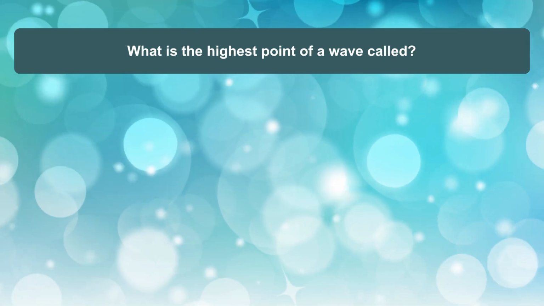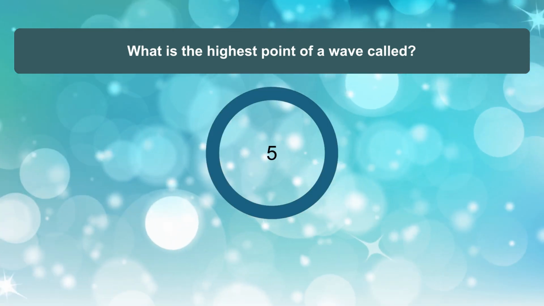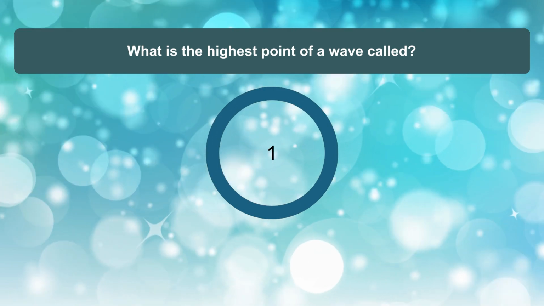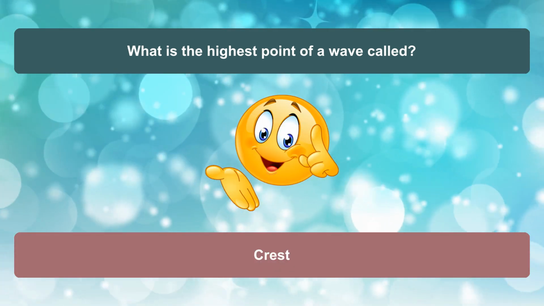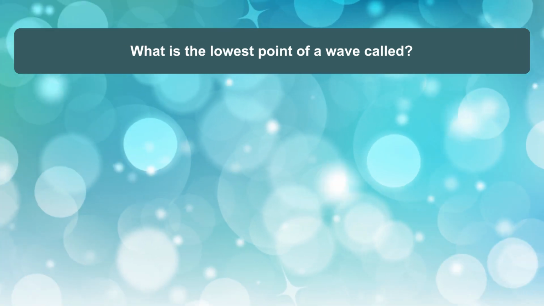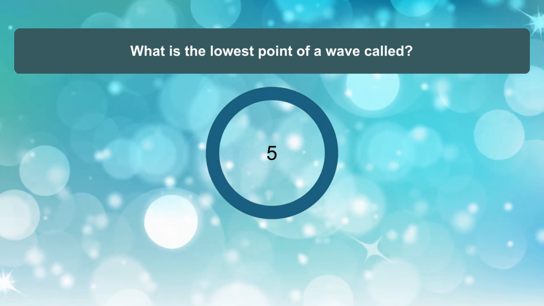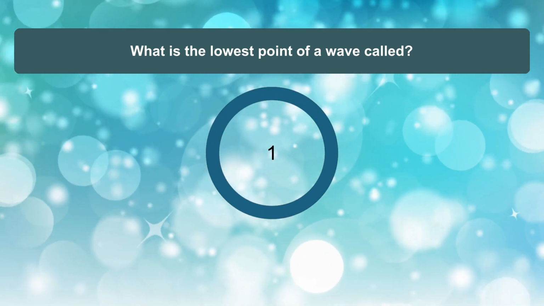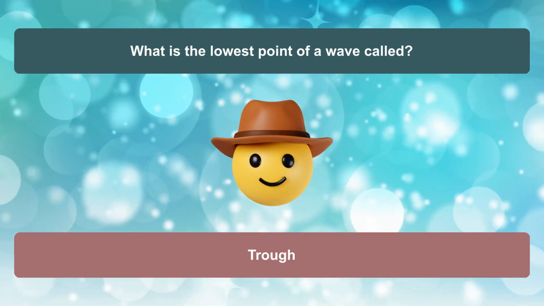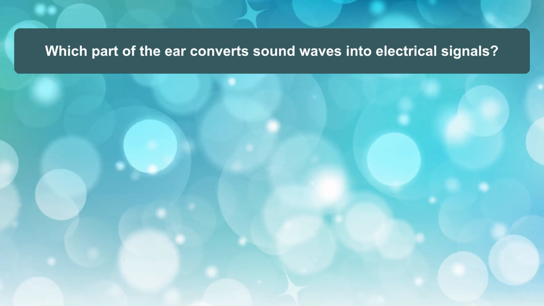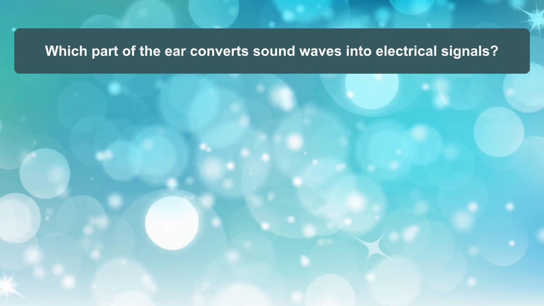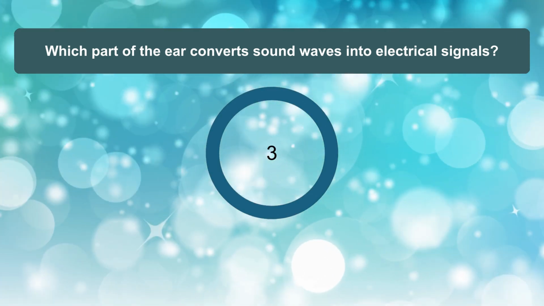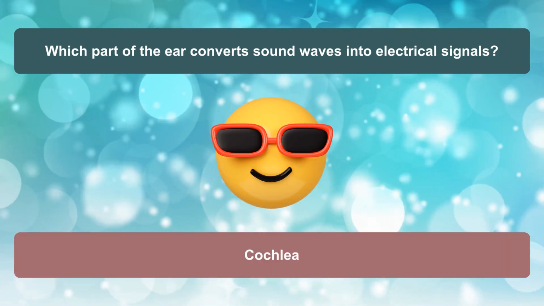What is the highest point of a wave called? Crest. What is the lowest point of a wave called? Trough. Which part of the ear converts sound waves into electrical signals? Cochlea.